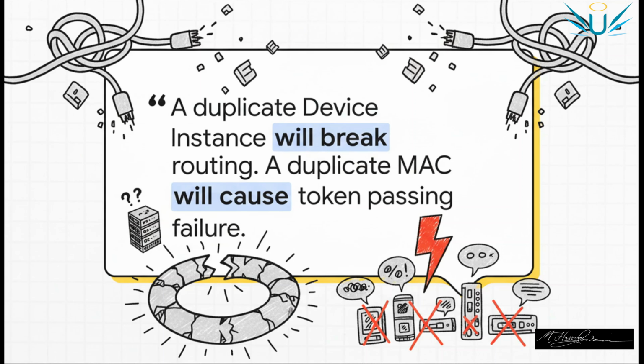And here's exactly why those rules are so critical. If you have a duplicate device instance, it's like two people having the same social security number. The system's internal map just breaks, messages get lost. But a duplicate MAC address? Oof, that's a whole other level of bad. On many networks, devices pass around a digital token to take turns talking. If two devices have the same MAC, they both try to grab the token. The whole system freezes up. It's a complete communication meltdown on that segment.